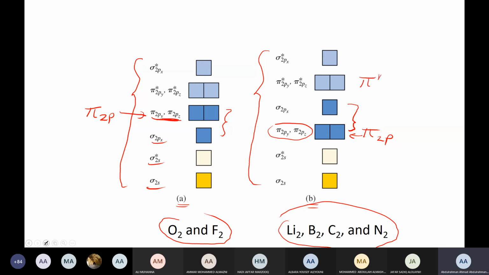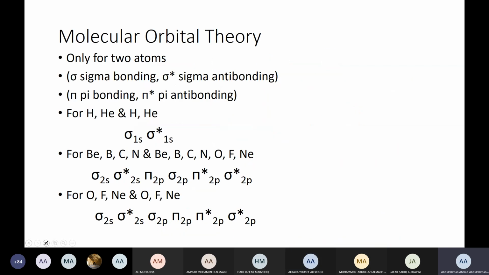Same thing here. I will write pi star 2p, but you know that pi 2p can take how many electrons? 4. And pi star 2p can take how many electrons? 4 also. I wrote this here, summarized for you.